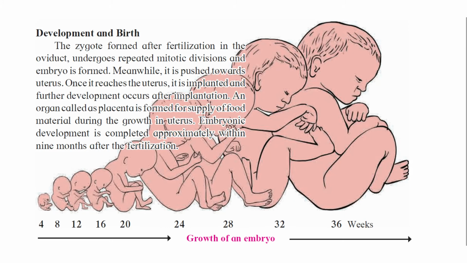Now the formation of the placenta takes place in the uterus. We know the function of the placenta is the supply of food material. The embryonic development takes place in the uterus, which is completed in 9 months, and then the birth of the baby takes place through the vagina.